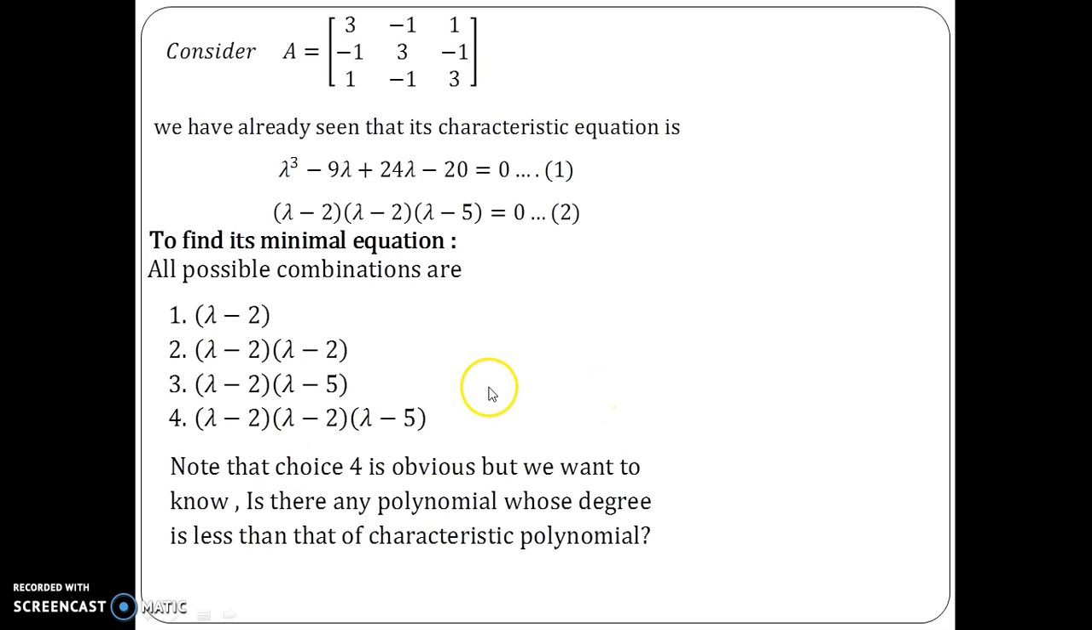Note that choice number 4 is obvious, but we want to know, is there any polynomial whose degree is less than that of the characteristic polynomial? Because the characteristic polynomial by default is annihilating because of the Cayley-Hamilton theorem. But is there one, two, or three smaller than that for annihilation? So let us see.